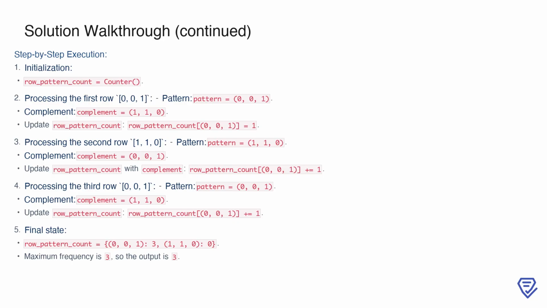For the second row, 1, 1, 0, the pattern is (1, 1, 0), and the complement is (0, 0, 1). This time, we update the frequency of the complement (0, 0, 1) in the counter, increasing it to 2. Finally, for the third row, 0, 0, 1, the pattern is again (0, 0, 1), and the complement is (1, 1, 0). We increment the frequency of (0, 0, 1) to 3. The final state of the counter is (0, 0, 1): 3, (1, 1, 0): 0.